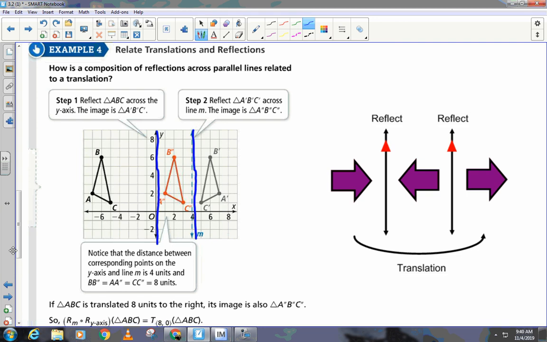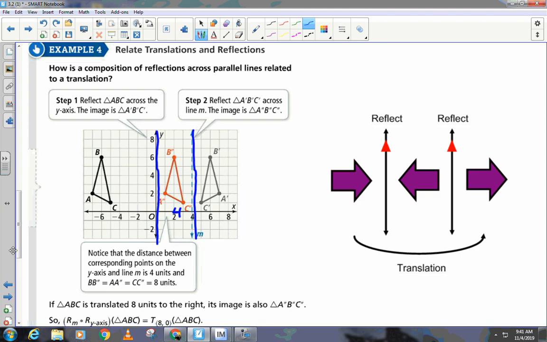Now, let's see if we can figure out what the translation is. Notice the difference between the parallel lines. How many units is that? 4 units, right? There's 4 units between the parallel lines. Now, look at B to B prime. There's 1, 2, 3, 4, 5, 6, 7, 8 units, right? So when you reflect over a pair of lines that's 4 units apart, what's your translation going to be?